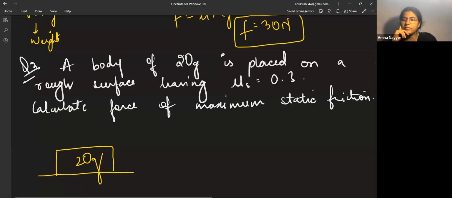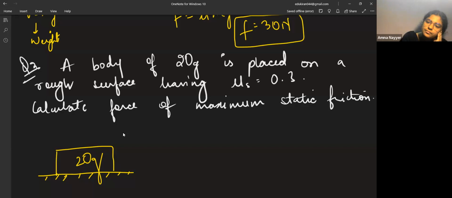Yes, let's start with you, Yasir. What are all the forces that are acting over here? This is the rough surface, they are in contact over here. Just tell me the forces which are acting. What do you think? If we draw the FBD, free body diagram, what are all the forces that are acting on this particular body, 20 gram, which is placed on this rough surface? Yasir.